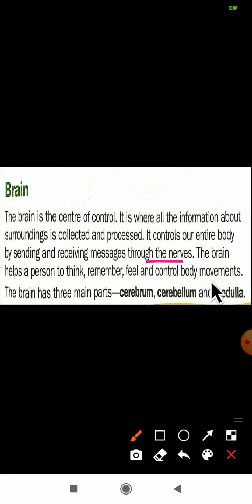The brain helps a person to think, remember. You can remember everything, whatever happened. So the brain helps to remember and even feel and control body movement. The brain has 3 parts. How many parts is it having? It is having 3 parts.